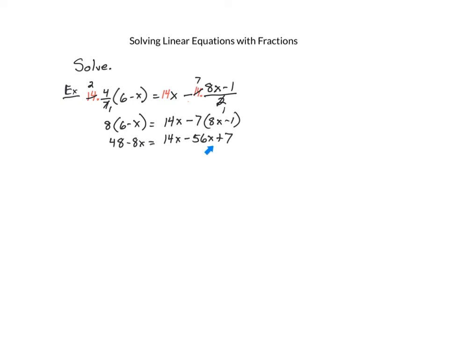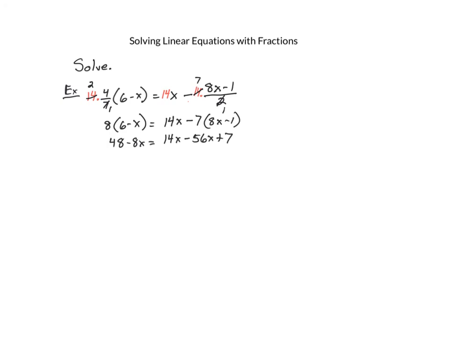Were you careful right here? Did you have a plus 7? That is the most common place for people to make a mistake on this problem. The other place is sometimes people aren't careful when they're multiplying these two numbers together. They overlook one of them. Did you have an 8 right here?